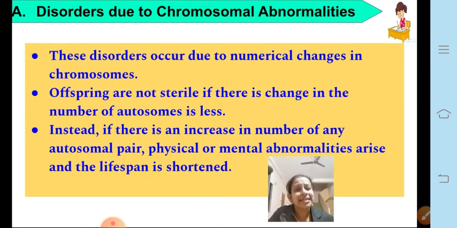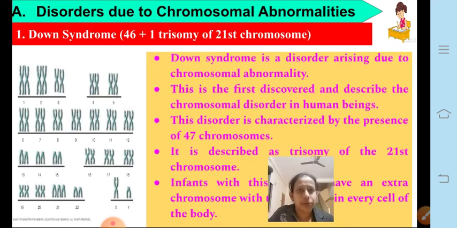Okay, so let's see now some of the disorders due to numerical changes in both the autosomes as well as the sex chromosome. So in the autosomes, we are going to see one, that is Down syndrome, and sex related abnormalities, two, that is Turner syndrome and Klinefelter's syndrome. So the first one is Down syndrome, wherein there is an increase in one of the autosomal pairs. Let's see which one it is. So the first one is Down syndrome.